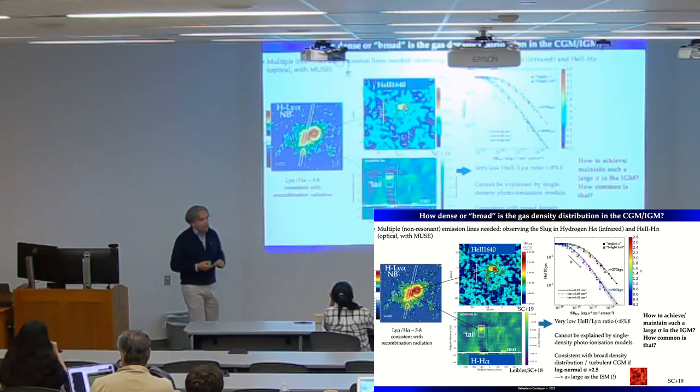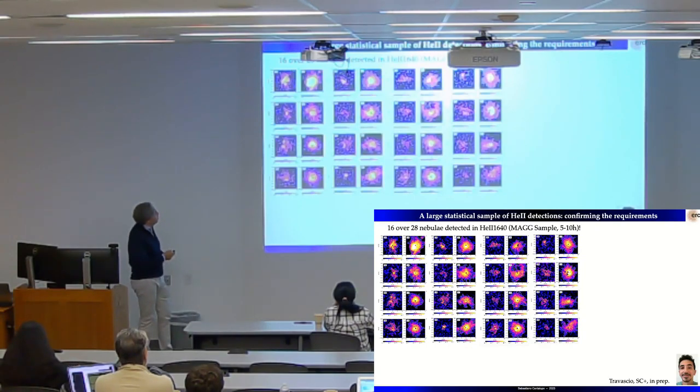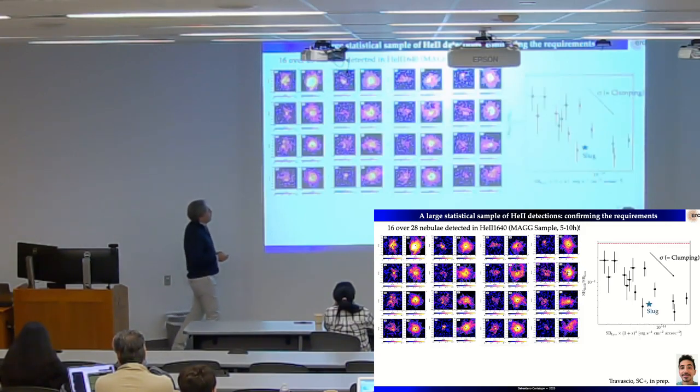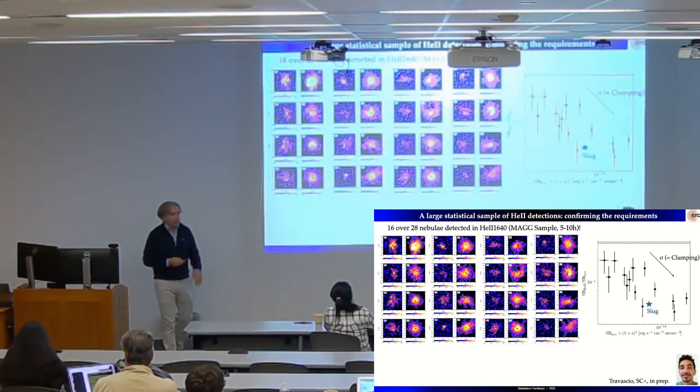You need to have a broad density distribution. And how broad? Well, our simple models can reproduce this ratio if you have a log-normal distribution with a sigma that is larger than 2.5. So the answer is extremely broad, extremely turbulent. You will need a CGM that is as turbulent as the interstellar medium. Sounds crazy, but this is what the universe is telling us.